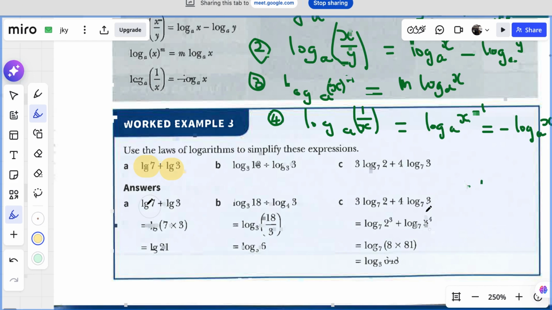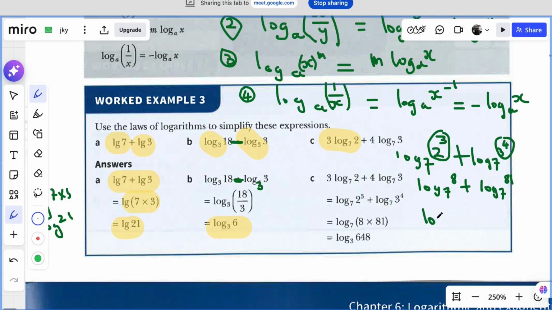Now at this junction, you factorize log 7 out and then you multiply these numbers because it's plus. Plus means multiplication. You write log 7, like you factorize log 7 out. Log 7 is common to both. Then you multiply these numbers. 8 times 81 is 648. So you say log 7, 648. You stop there, okay?